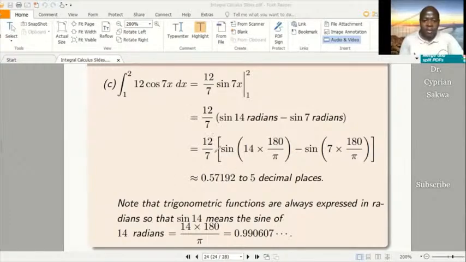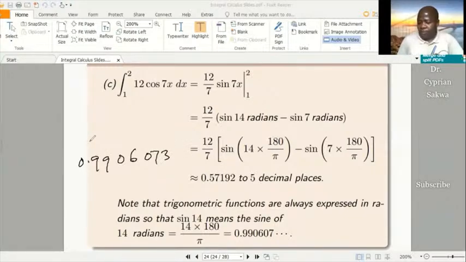So when you use your calculator here, 14 radians is 14 times 180 divided by pi. It was supposed to be sine of 14 radians. So what is the sine of that? Sine of that, I'm getting 0.990607 and so on.